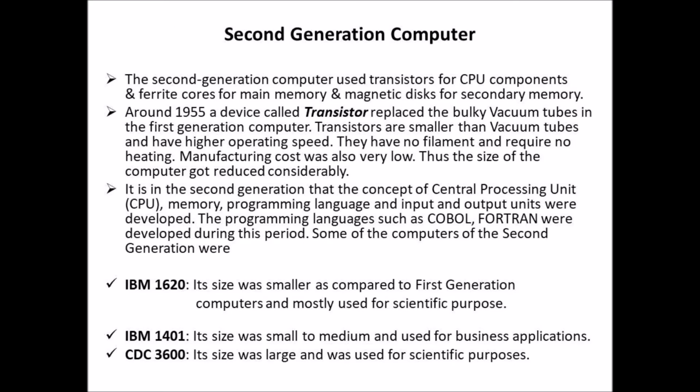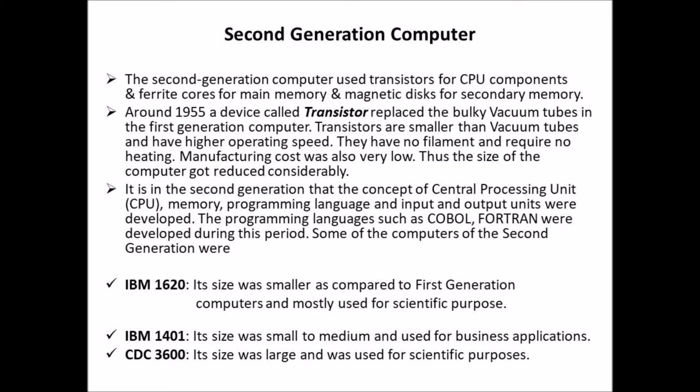Next is second generation computer. The second generation computer used transistors for CPU components and ferrite cores for main memory and magnetic disk for secondary memory. Around 1955, a device called transistor replaced the bulky vacuum tubes in the first generation computer. Transistors are smaller than vacuum tubes and have higher operating speed. They have no filament and require no heating. Manufacturing cost was also very low. Thus, the size of the computer got reduced considerably.